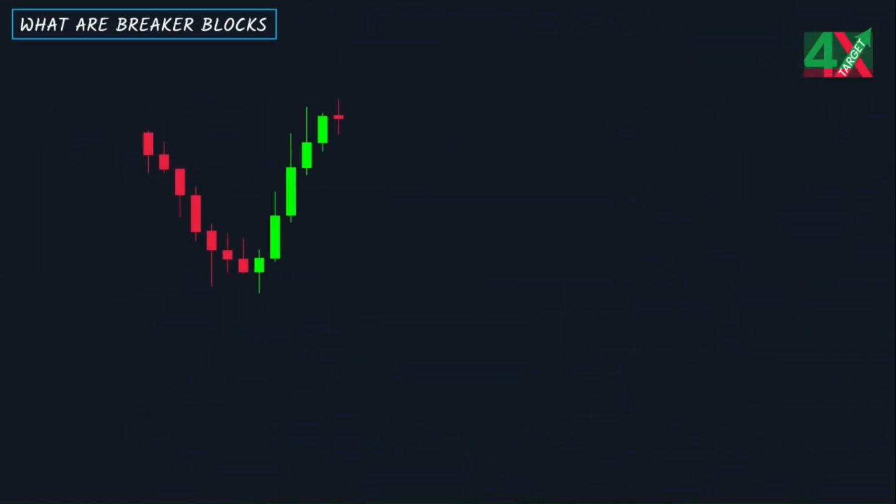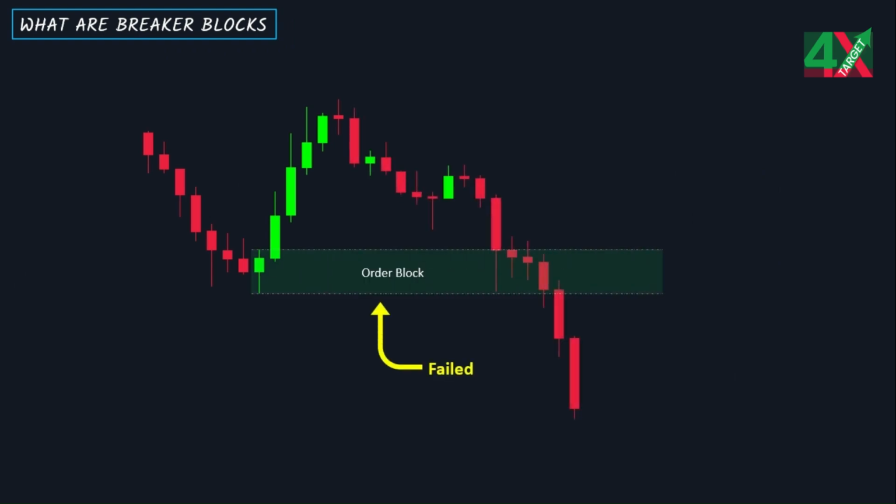A breaker block is a previously valid order block that fails and then transforms into a powerful supply or demand zone on the price chart. This shift occurs when price breaks through an order block in the opposite direction, causing that level to flip its role.